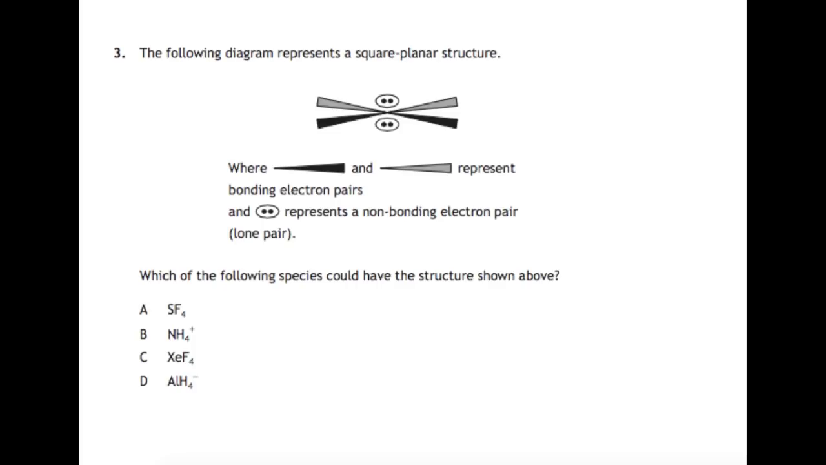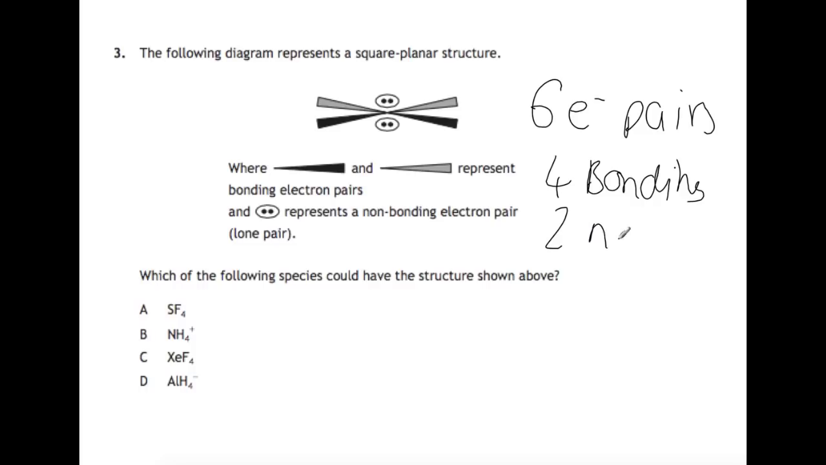So here we have a picture of a molecule and it has a square planar structure. What we have here is a central atom and then 4 bonds, which are being shown as wedges, and these are our bonding electron pairs, and then 2 sets of lone pairs or non-bonding pairs, one above and below the plane of the bonds. So for each of these species we have to work out which one of them would fit this structure here. So what we have is 6 electron pairs, 4 of which are bonding and 2 of which are non-bonding.